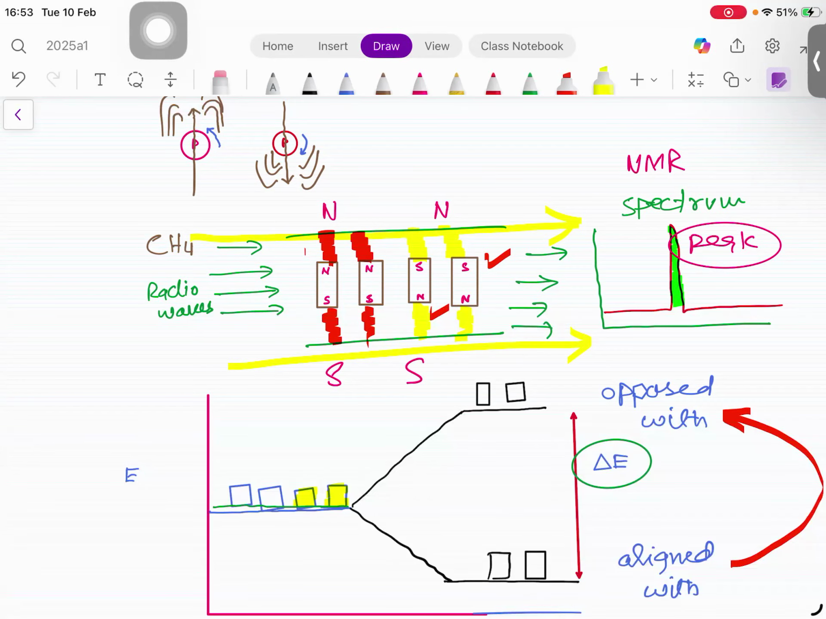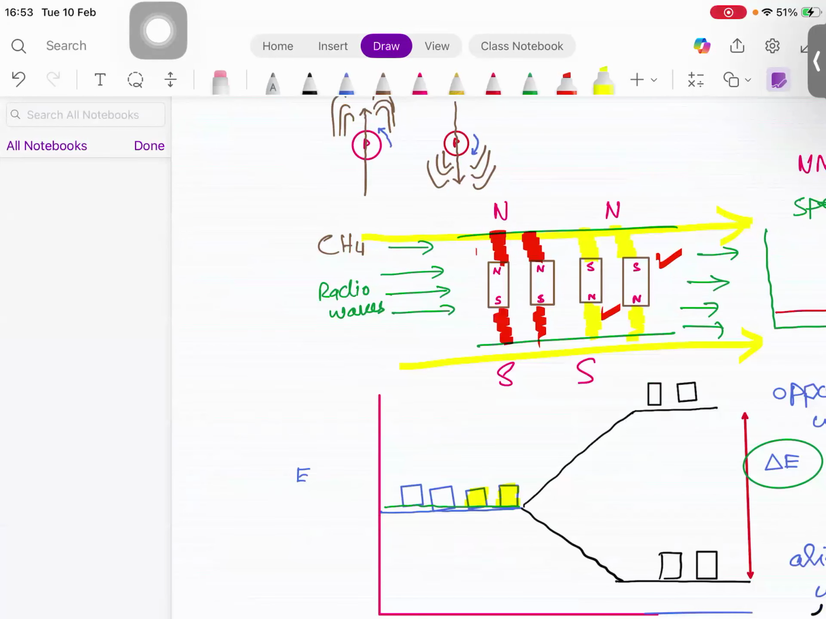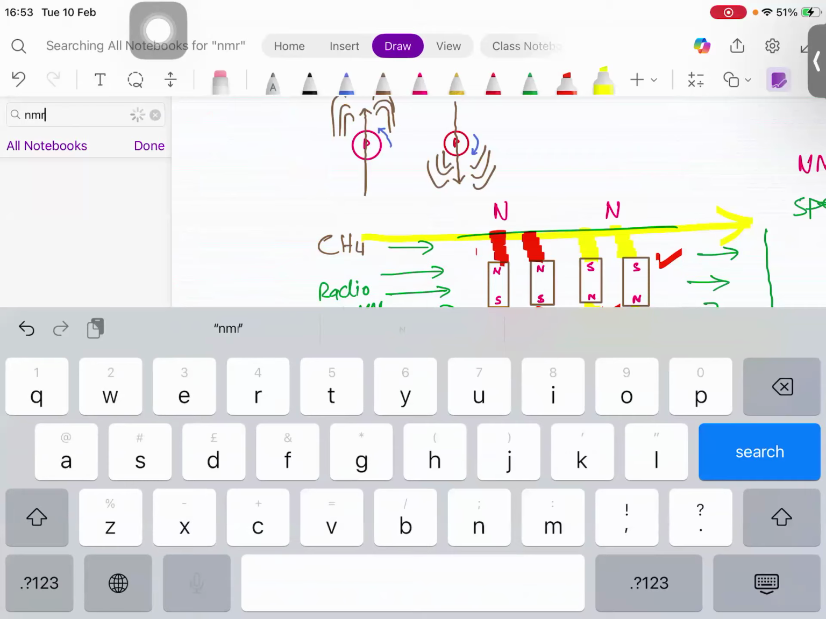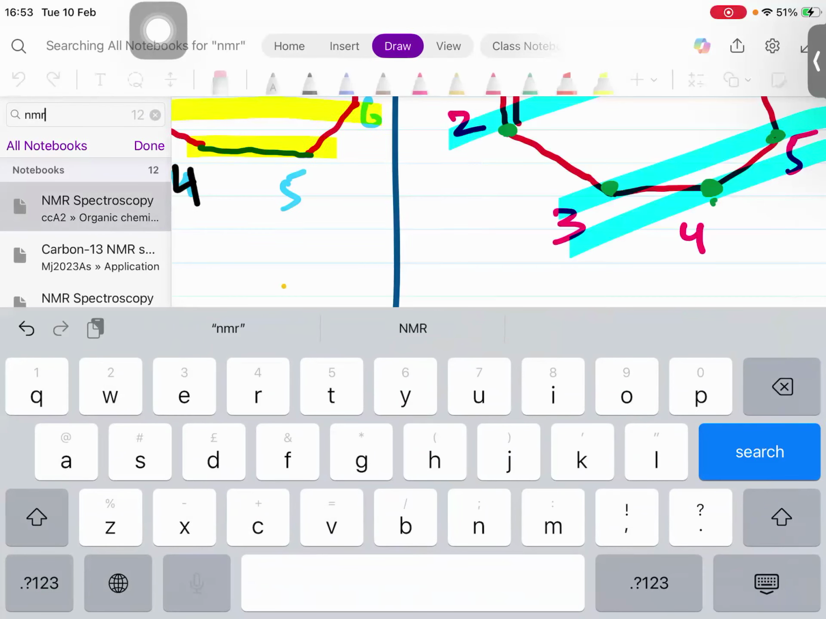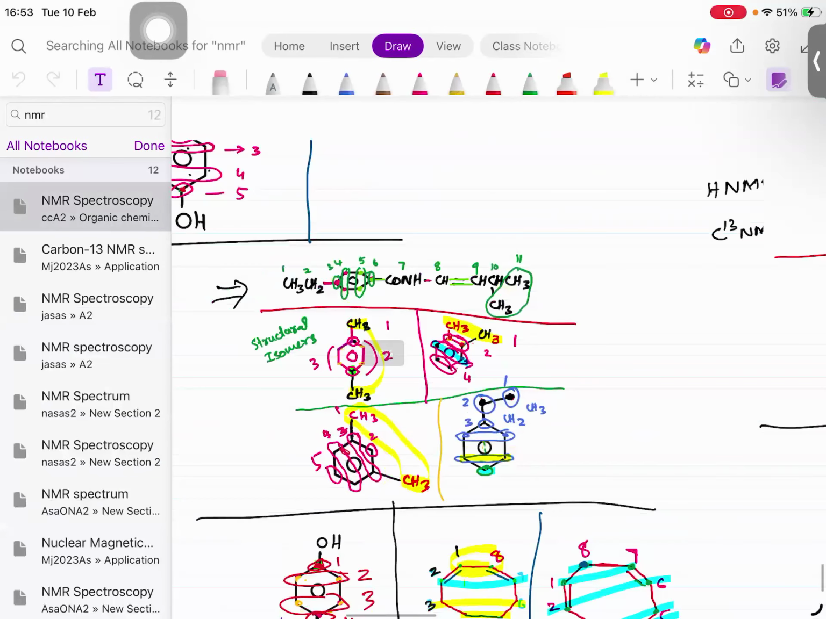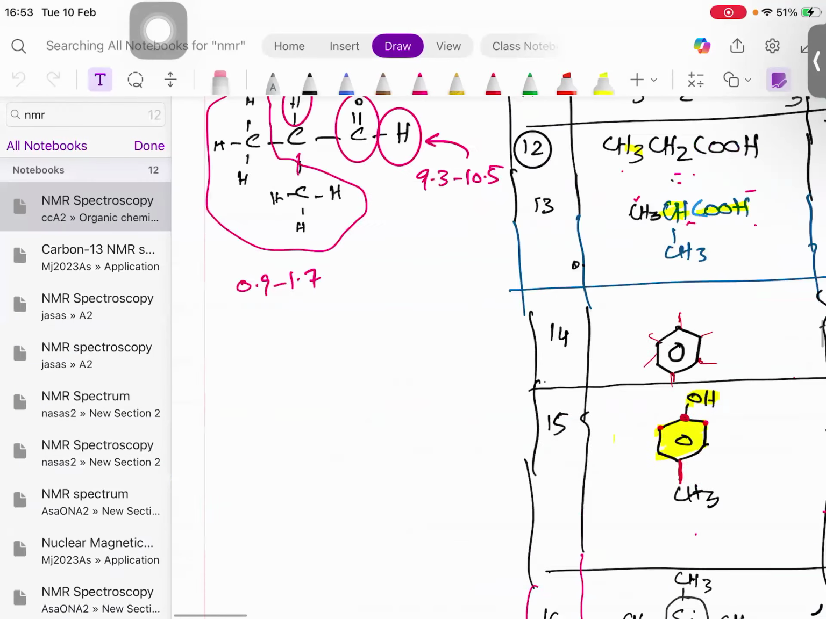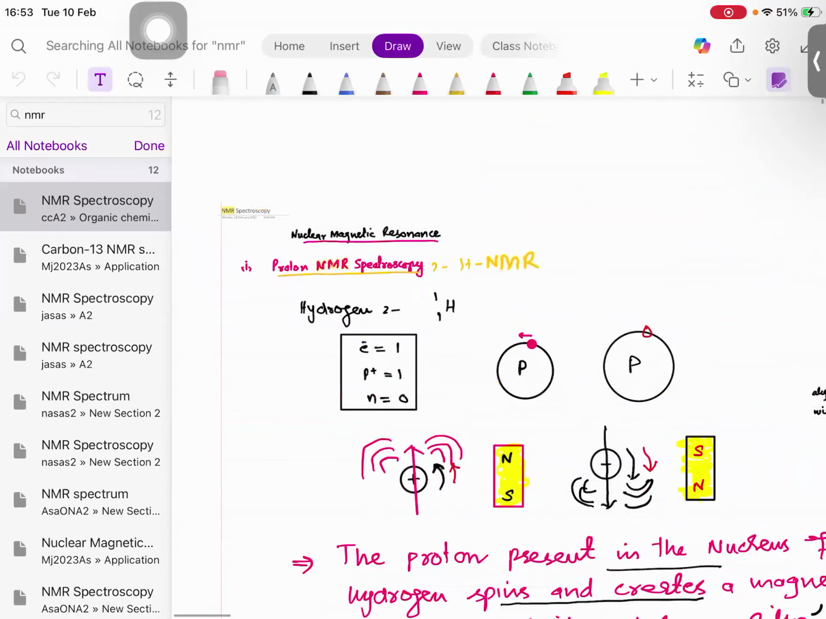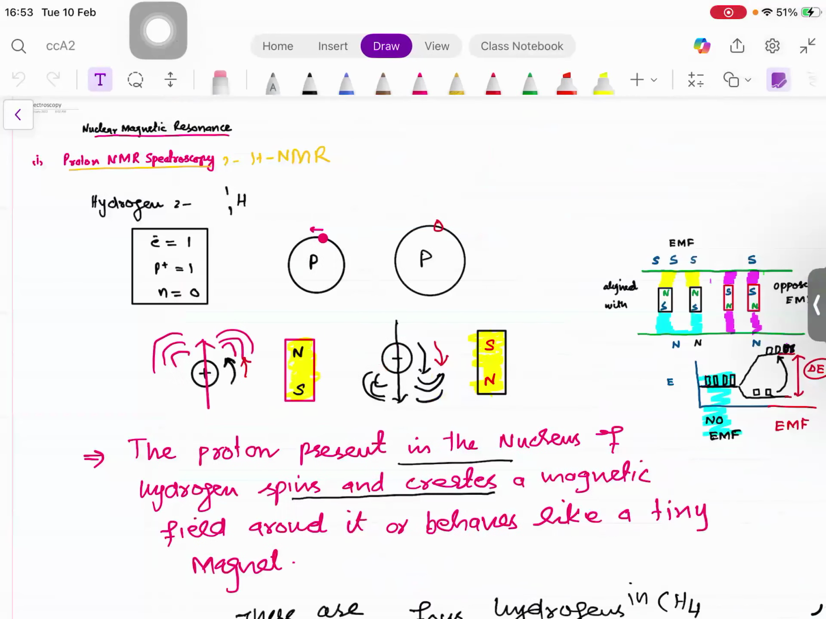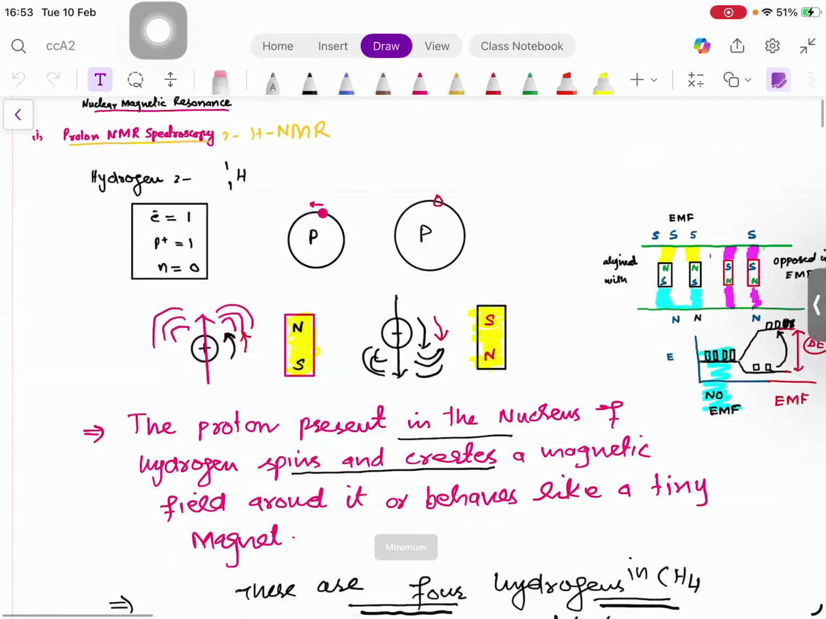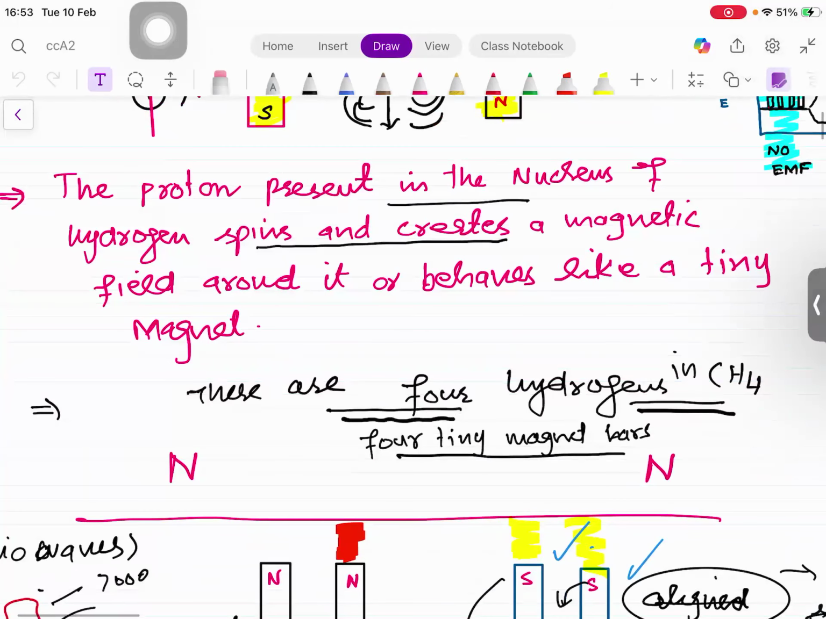Now, let me show you the notes. Whatever I said, let me show you in words what it says. Look at this. What I said, now I'm going to go through it one by one. First of all, the protons present in the nucleus of hydrogen spin and create a magnetic field around them, or behave like a tiny magnet.